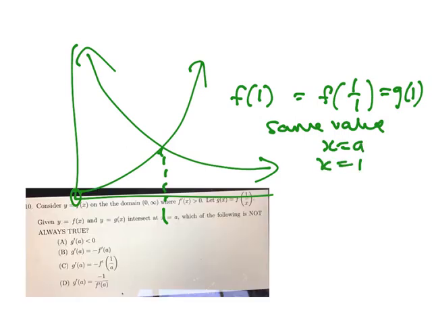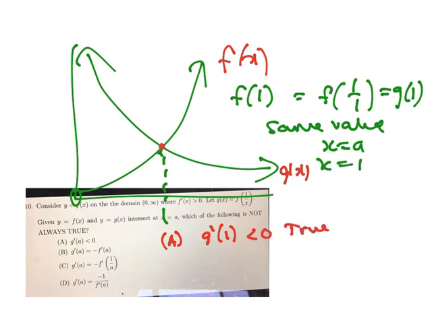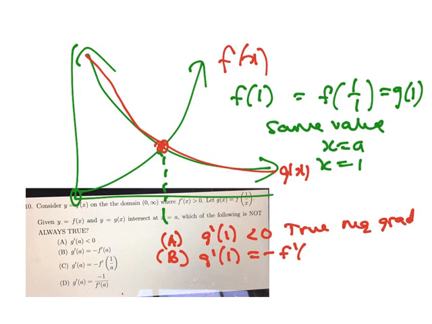So if we now look at this, and this is g of x, and this is f of x. So part A says g dash at 1 is less than 0. So that's true, because that just means it has a negative gradient. And the g of x graph definitely has a negative gradient at that point. B, g dash of 1 equals minus f dash of 1. So they have the same gradient, they're just going in the opposite direction. So that's also true. So we can wipe out A and we can wipe out B.